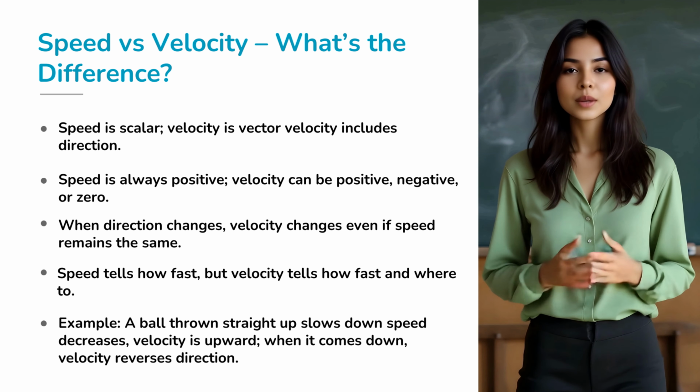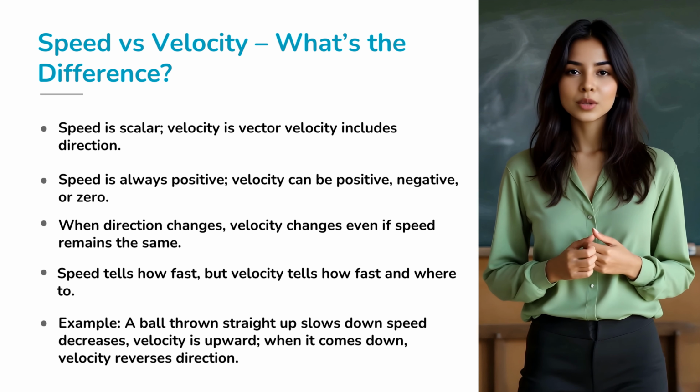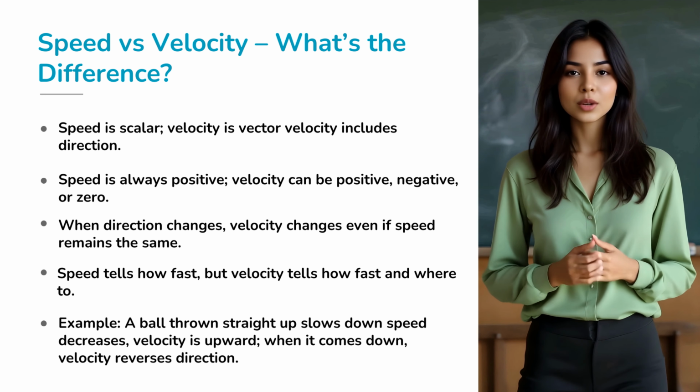Here's an example. A ball is thrown straight up. On its way up, its velocity is upward. At the top, velocity becomes 0 for a moment, and on the way down, velocity becomes downward. But at every point, the speed is still a positive number. This difference is crucial, especially when we calculate acceleration or study projectile motion later on.